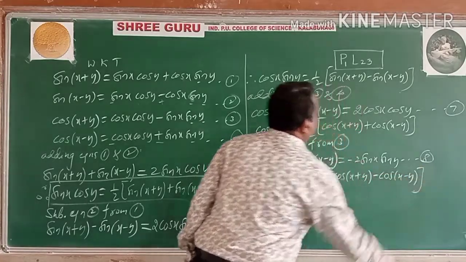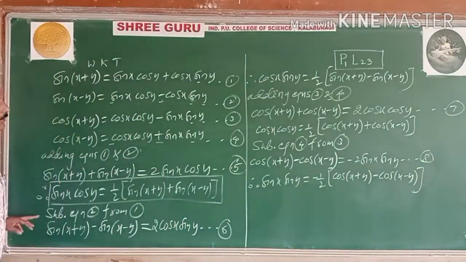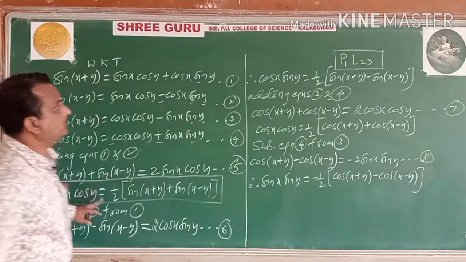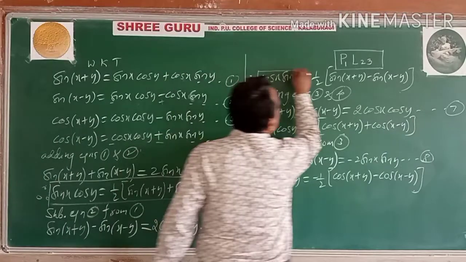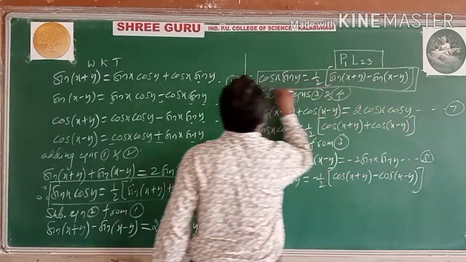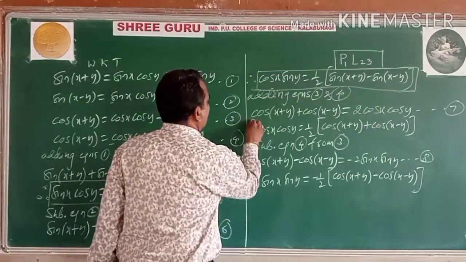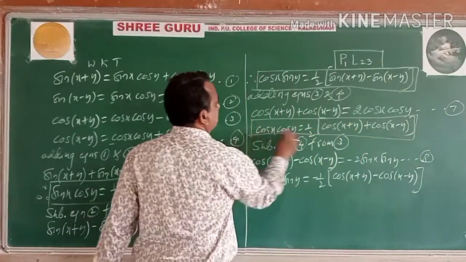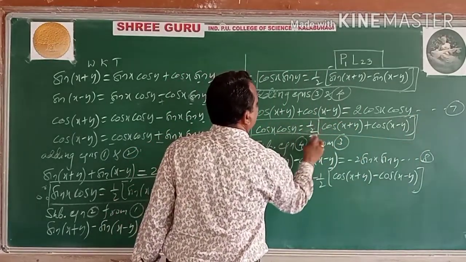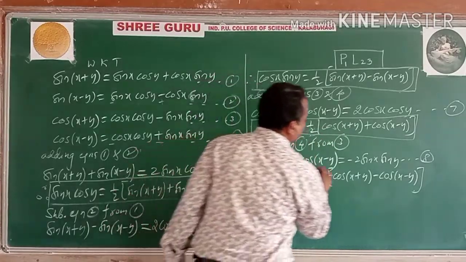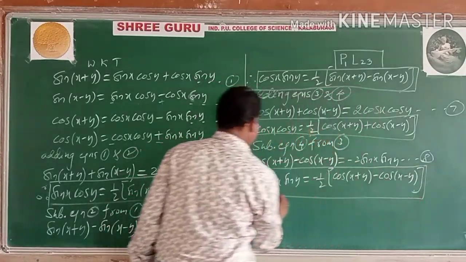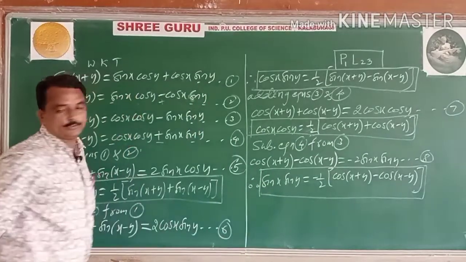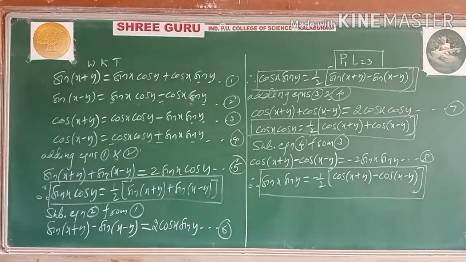See the product formulas: sin x into cos y, cos x into sin y, cos x into cos y, and sin x into sin y. So these are the 4 product formulas you will get here.